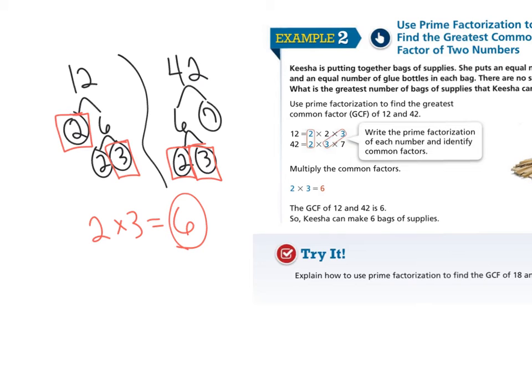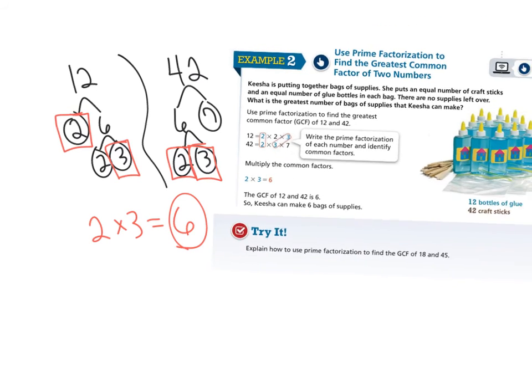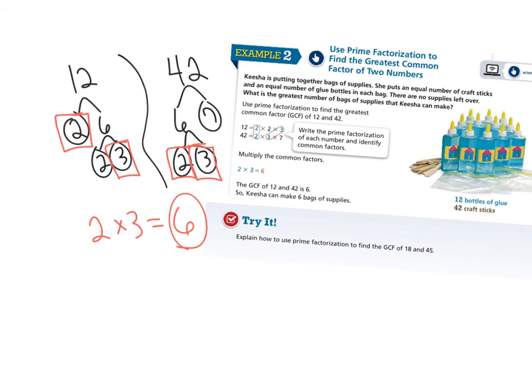What that means, then we could make 6 bags of supplies. If we made 6 bags of supplies, each bag would have 2 bottles of glue and 7 craft sticks, if that makes sense.